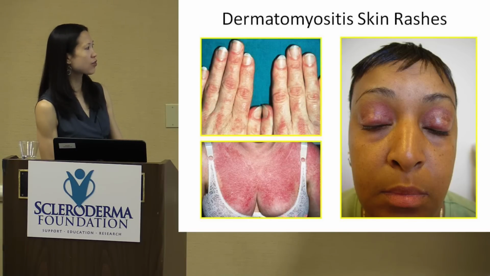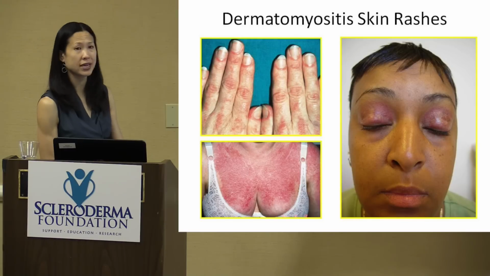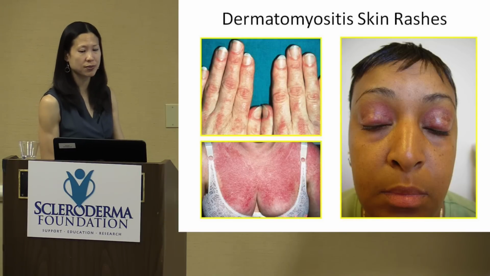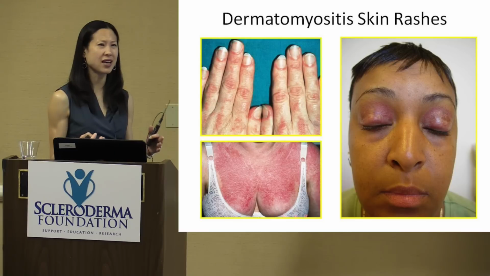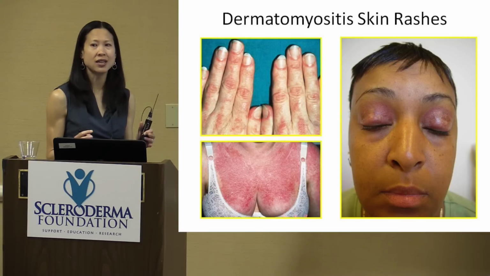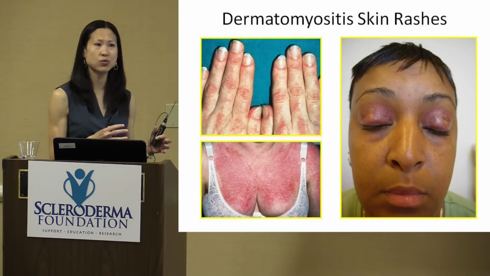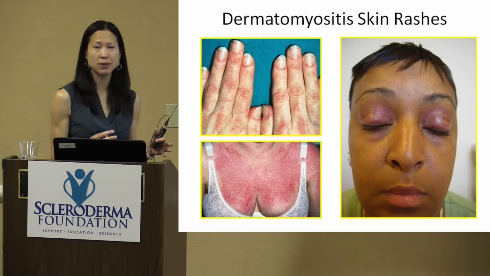And then this is what we call the V sign. You see that there's a lot of redness around a sun-exposed area of the chest in a patient with dermatomyositis. So if you see any classic rash, and you also have muscle weakness and other signs of muscle inflammation, you may have a dermatomyositis overlap.